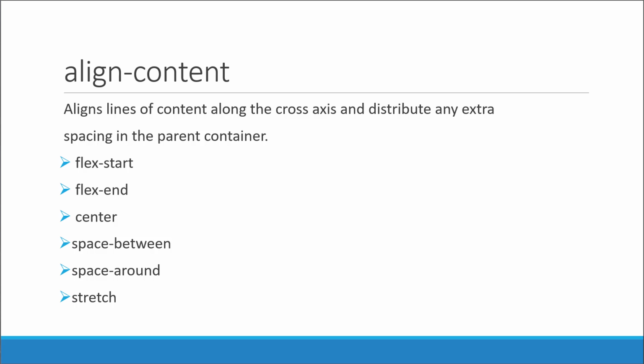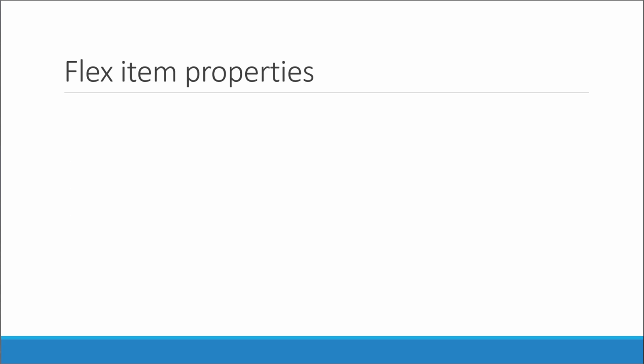With that, we have covered all the properties that work on a flex container. Next, let's take a look at the list of properties applicable on a flex item. First, we have order. The order property controls the order in which they appear in the flex container. Next, we have flex grow, which defines the ability for a flex item to grow if necessary. On similar lines, there is flex shrink, which defines the ability for a flex item to shrink if necessary.